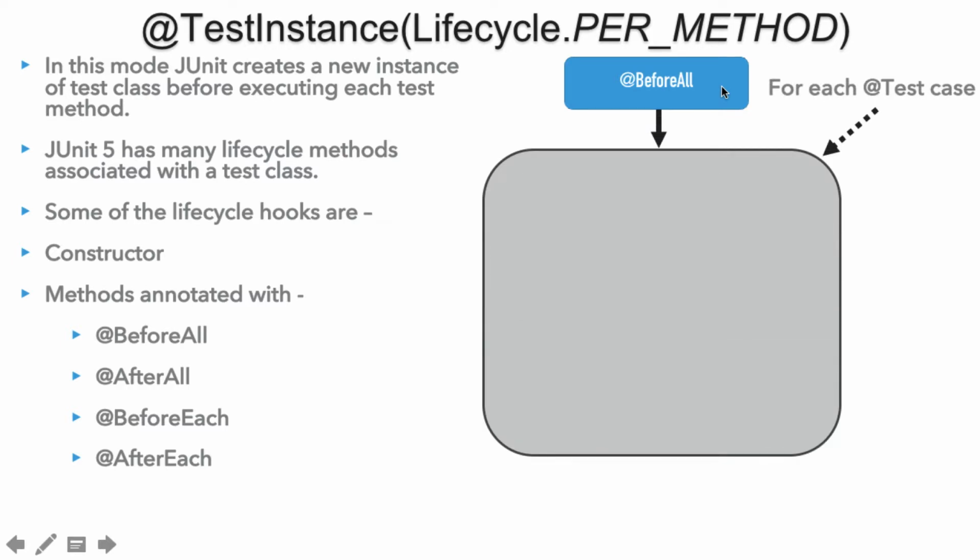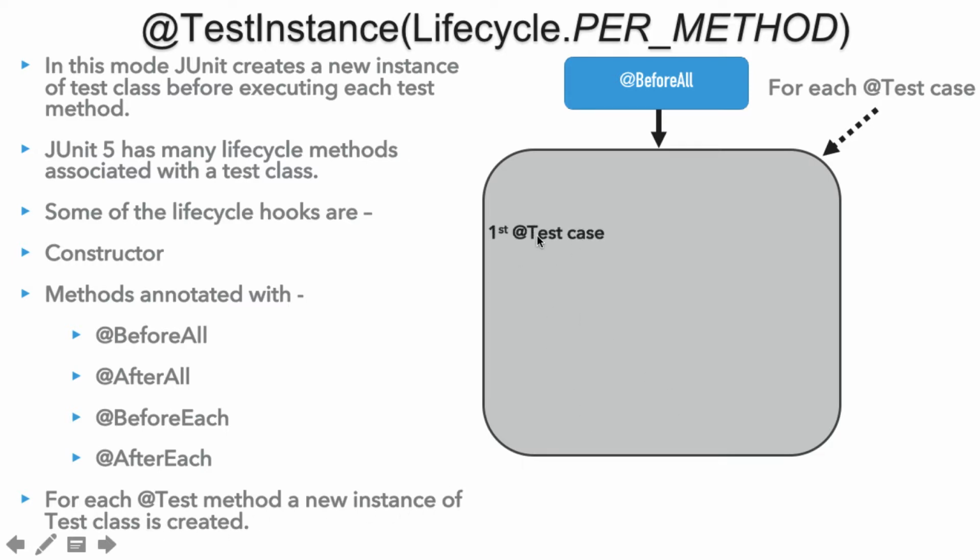now let's say our test class has two @Test methods. So for each @Test case, what happens? A new instance of the test class is created. For the first @Test case, a new instance is created. Its constructor is called, that is, we have initialized this test class. And after the constructor, the @BeforeEach method is executed.